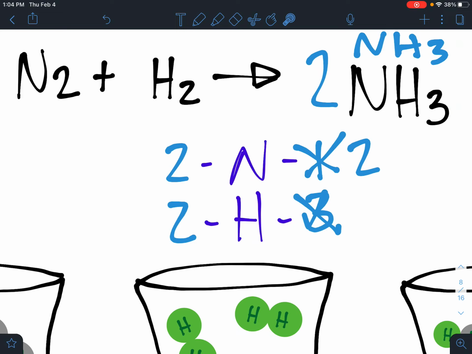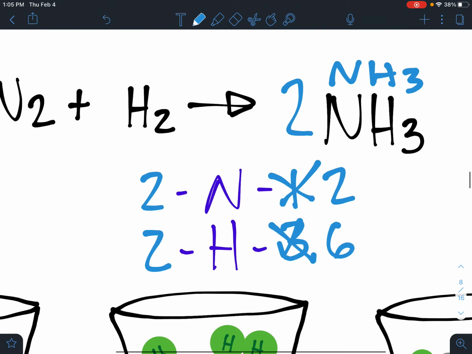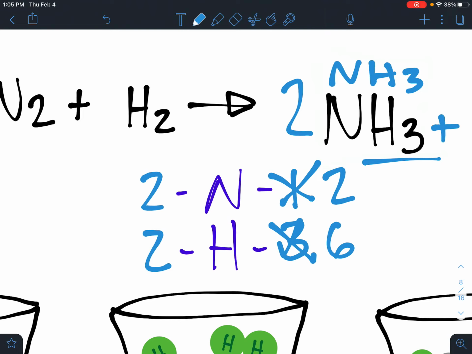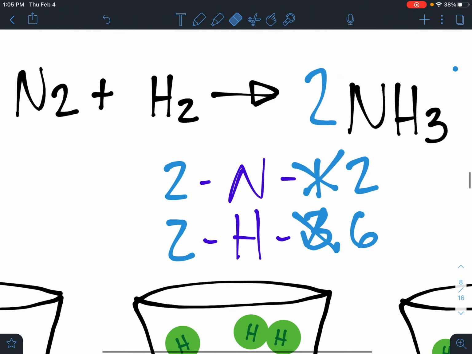A way to remember what to do when you have a coefficient that comes before something with a subscript is you can simply multiply the coefficient and the subscript, and then you'll get your tally. So 2 times 3 equals 6 hydrogens total. If it helps, you can also draw out your compounds, and then you can add them up. Okay, so 3 plus 3 equals 6 hydrogens. So it's up to you how you want to tackle it.